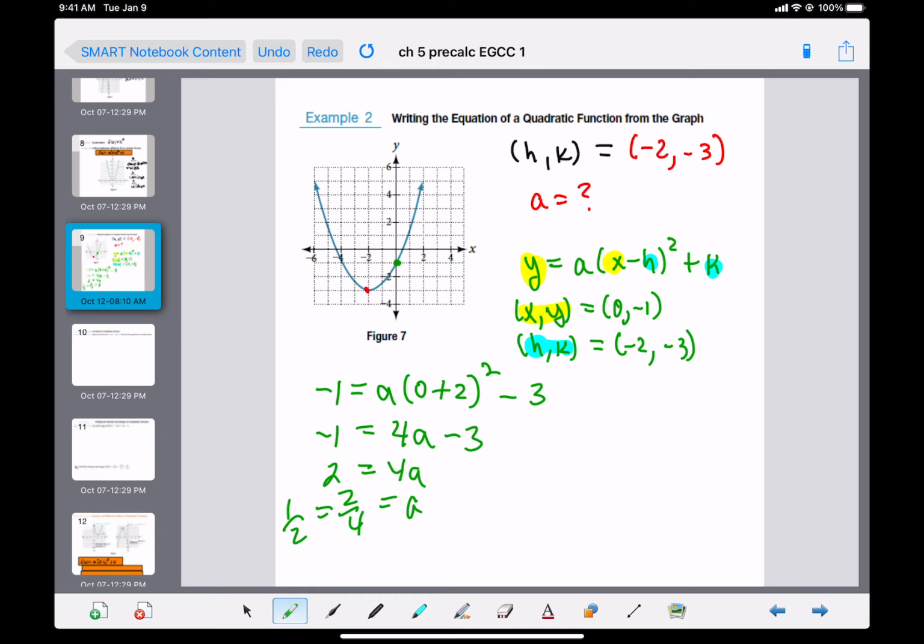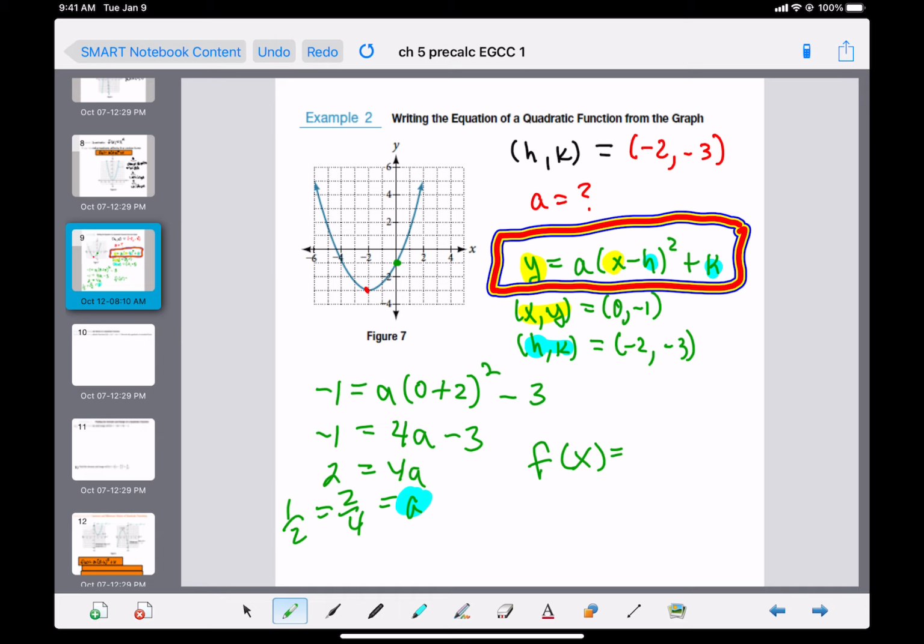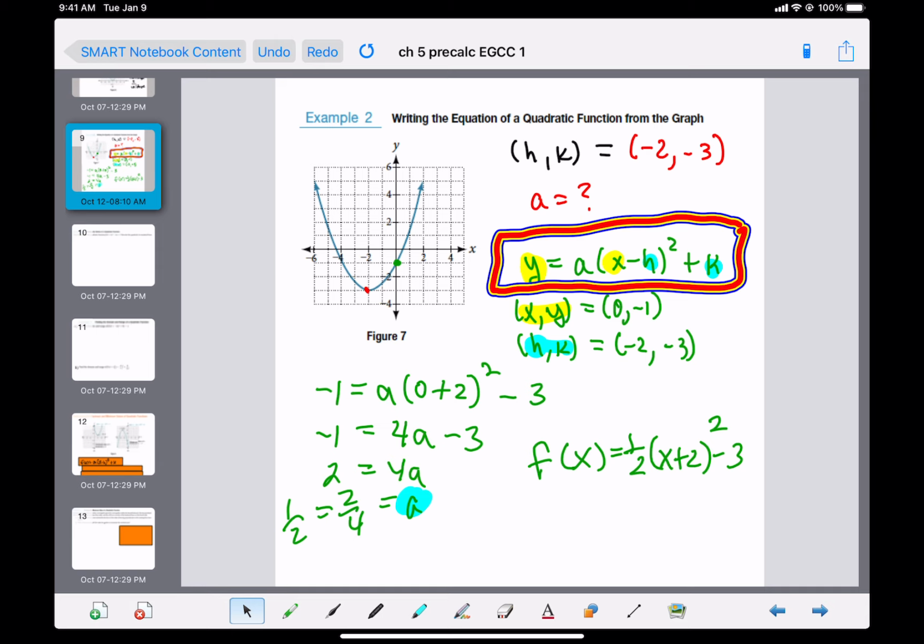Now, as soon as you know your h, k and your a, we're going to plug it back into this. And then we got it. Okay. So our answer for the equation for this particular quadratic is, let's write it as f of x is 1/2 (x plus 2) squared minus 3. So you'll notice I put my h and k back in. The h changes the sign, but the k does not. And then I put my a that I found in, and there I go. So there is example 2. Everybody see how I got that?